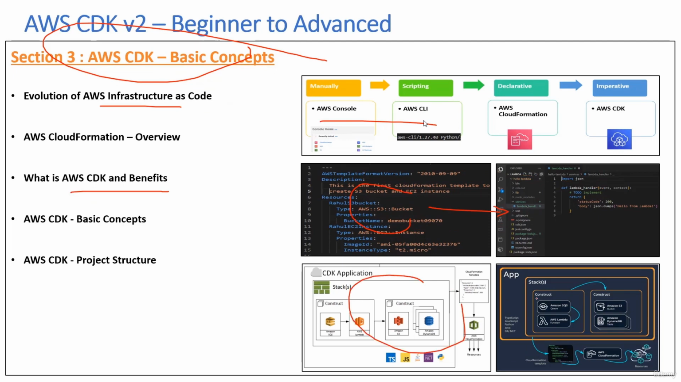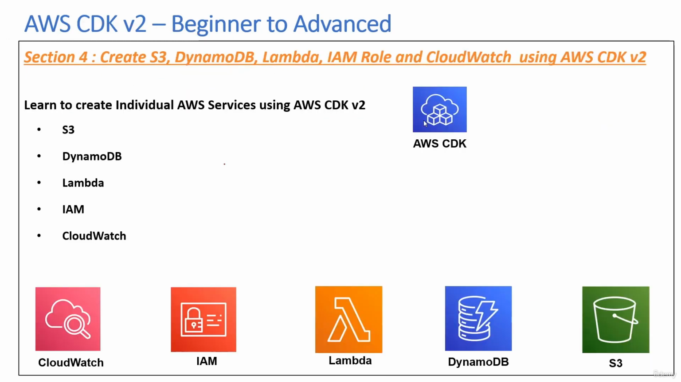basic concepts related to AWS CDK and project structure. In section 4, we're going to create some basic services such as S3, DynamoDB, Lambda function, IAM role, and CloudWatch using the AWS CDK.